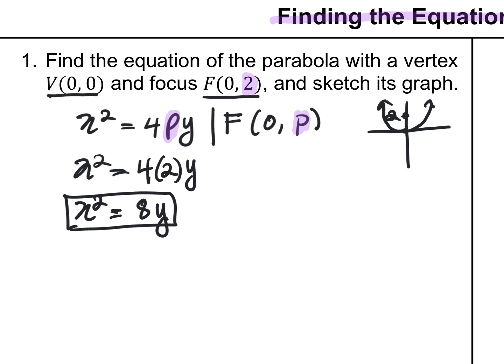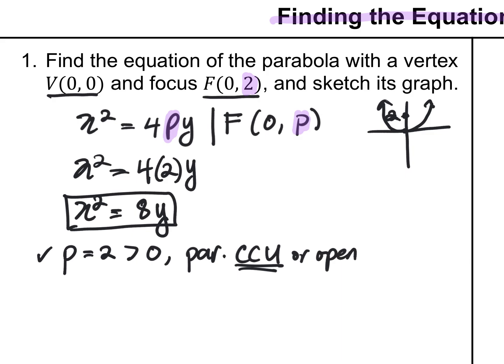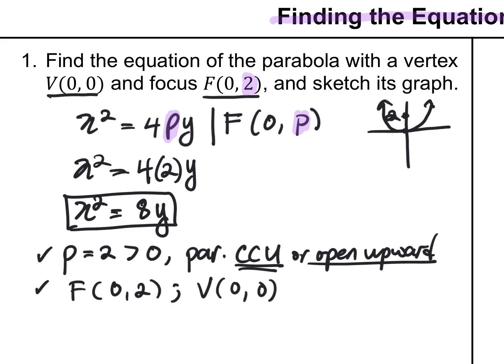Okay, so let's analyze. The value of our p is equal to 2, which is greater than 0. So that means that the parabola is going to be concave up. It's going to be concave up, or it's going to be opening upward. Okay, that's the first understanding. Second, I already know my focus, and my focus is located at (0, 2). Also, my vertex V is (0, 0), which are given here.